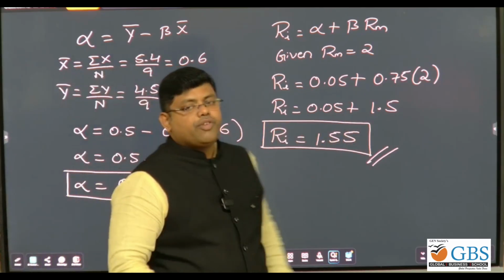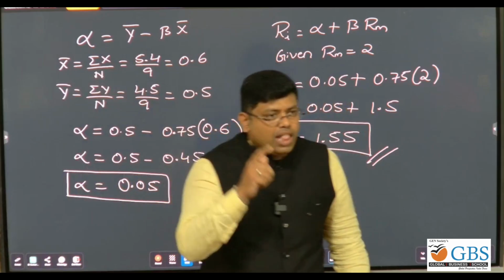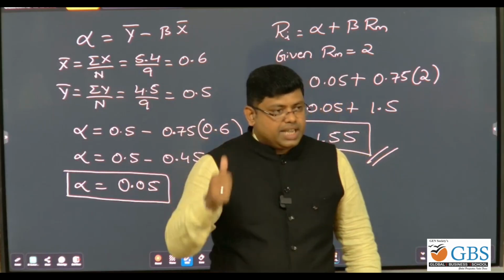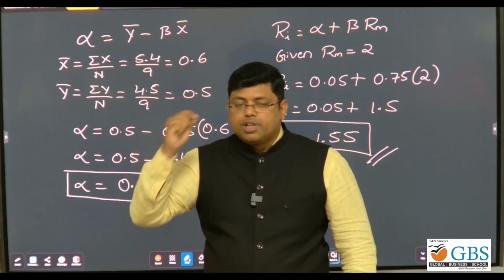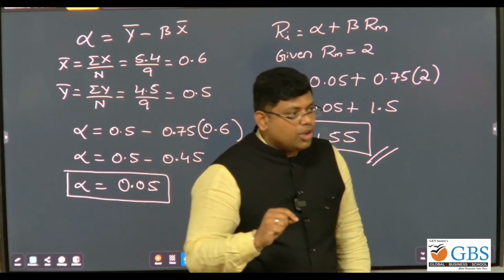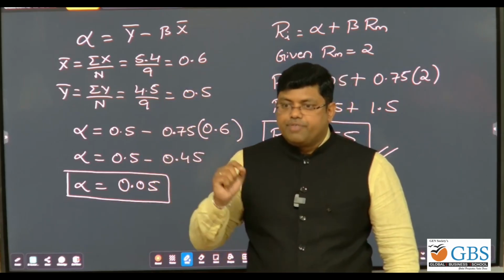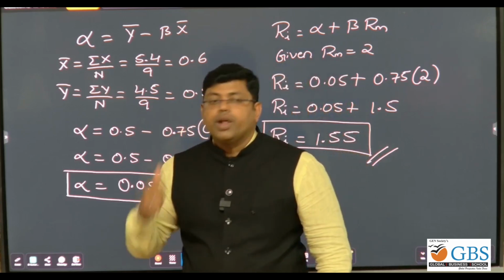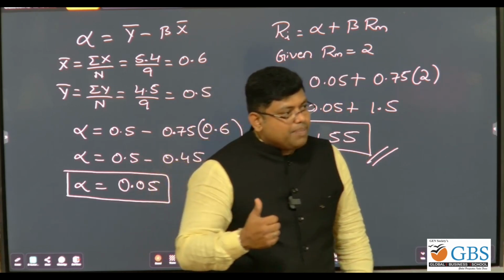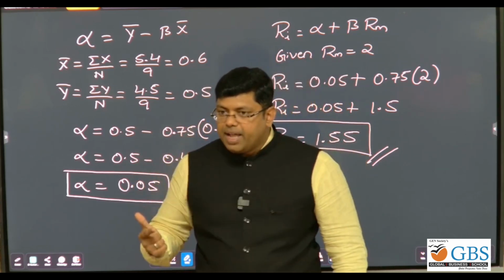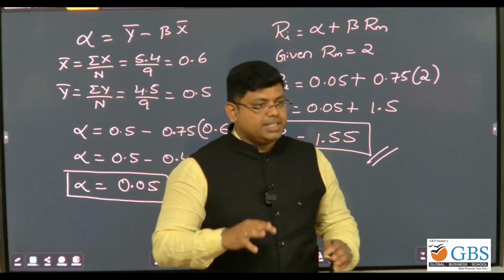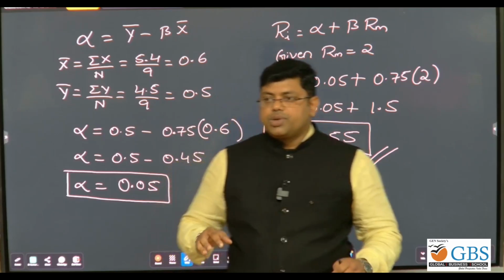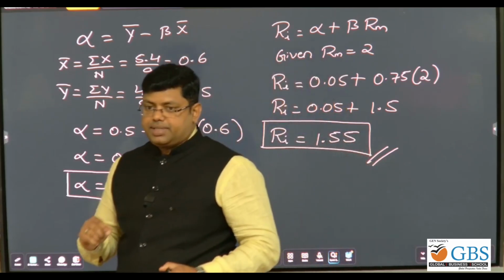So this is how we need to find it. Just to recall the steps: when individual company returns and market returns are given, the first step is to find beta, the second step is to find alpha, and the last step is Ri. Very simple. Okay, so you need to practice this kind of problem from the textbook.